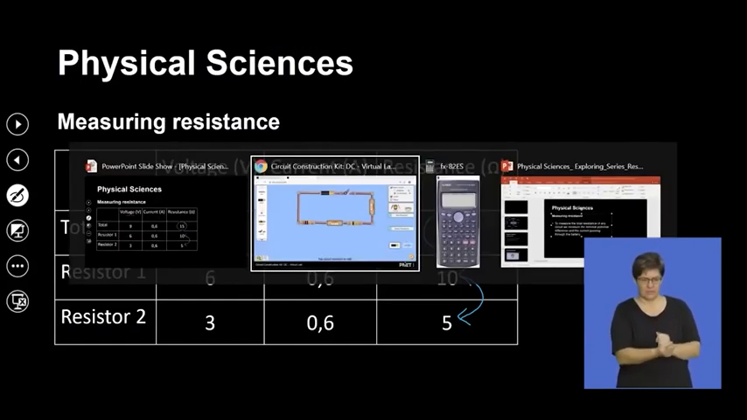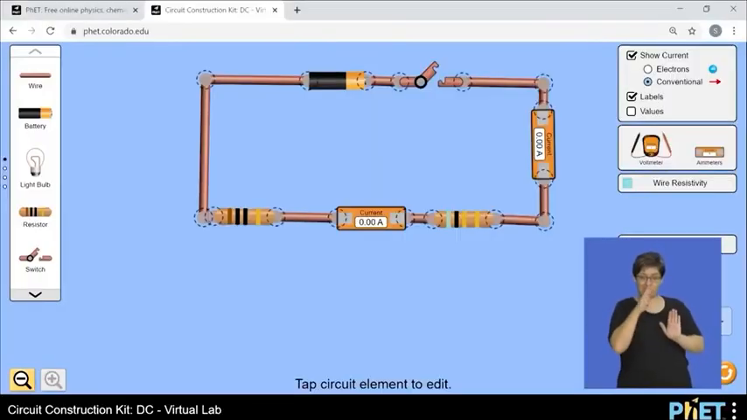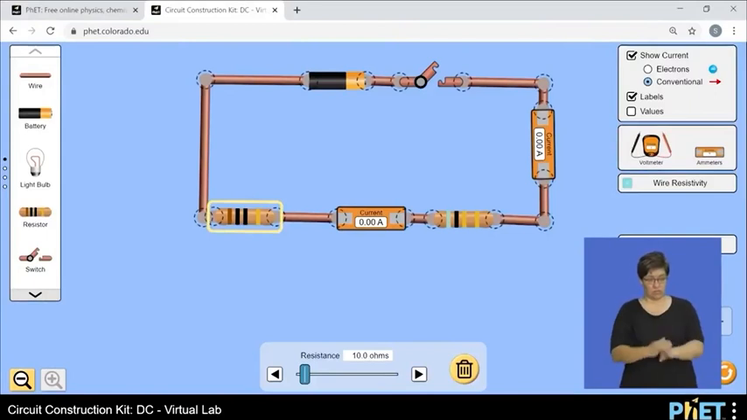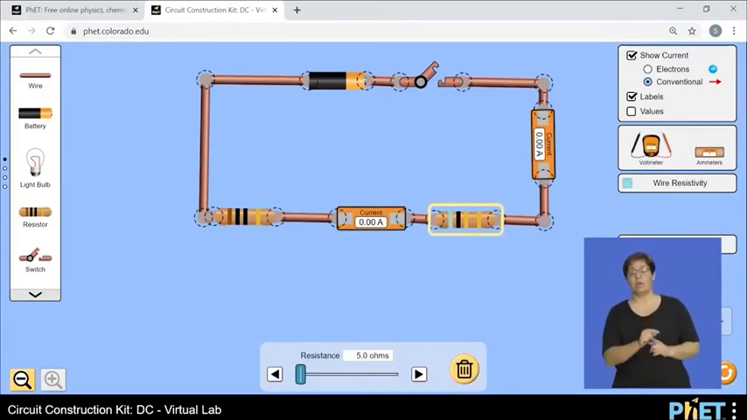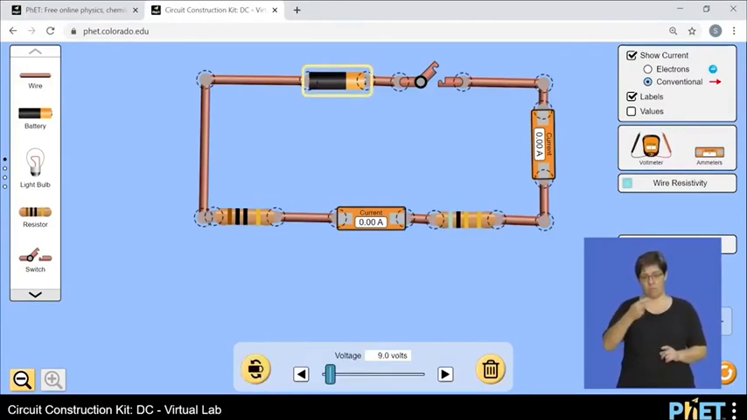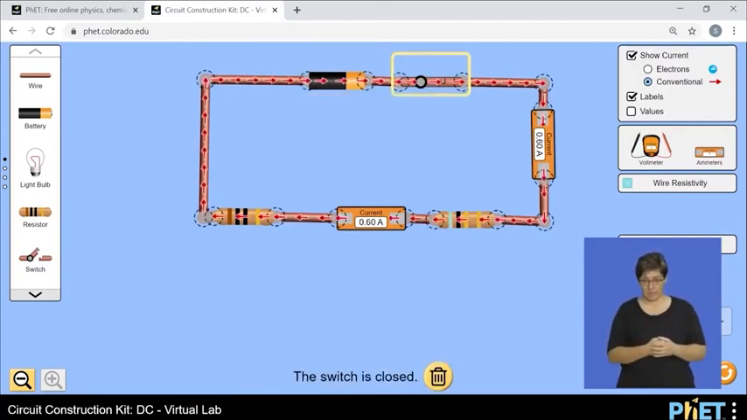Okay, let's go to the simulation very quickly. So we've got two resistors here. The first one is 10 ohms, that's our R1. The second one is our R2, which is half R1, which is 5 ohms. The voltage across the source, whether the switch is open or closed, we realize that it's 9. Now, there is no current in the circuit. Why? Because the circuit is broken. But if we decide to close the switch, there is current in the circuit.